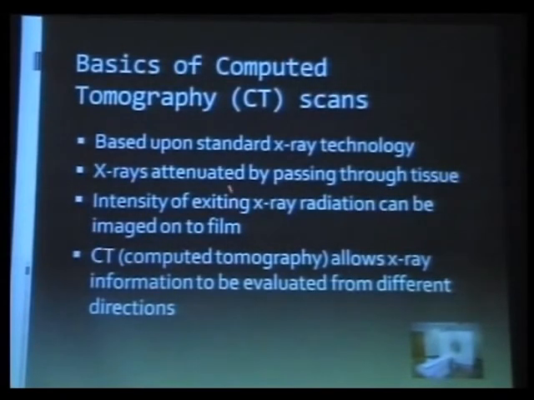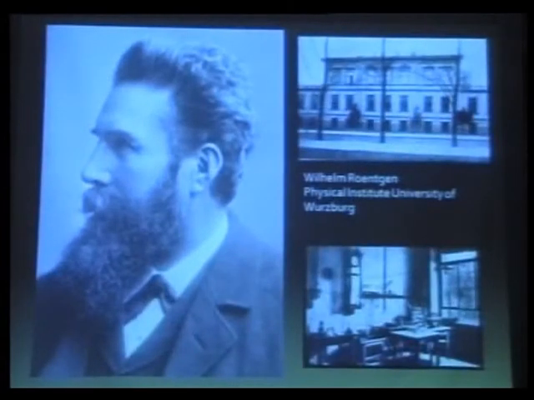CT is basically taking these X-rays and with a computer using slices, tomography, that allows that information to be reformatted into a 2-dimensional and a 3-dimensional reconstructed visible format. And basically this is the same technology that was discovered by Röntgen in his laboratory in Würzburg. It's the same technology from 1898.